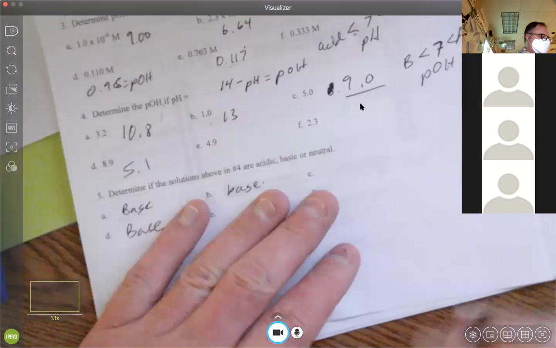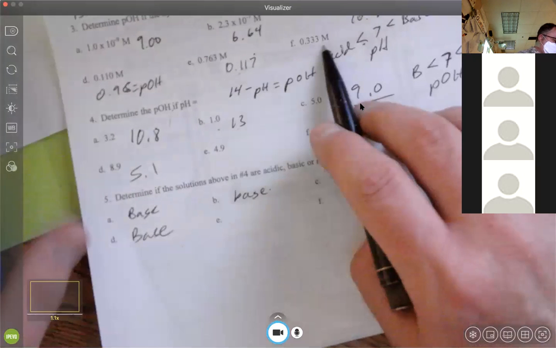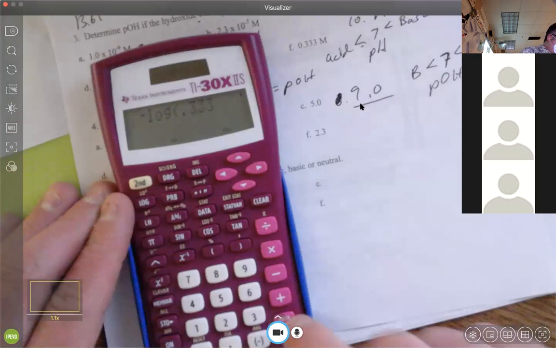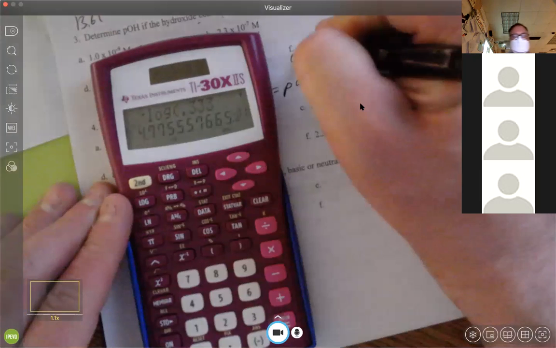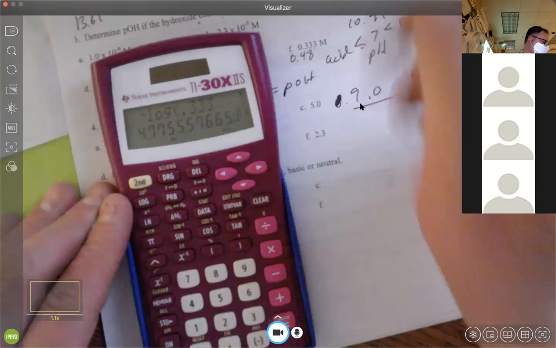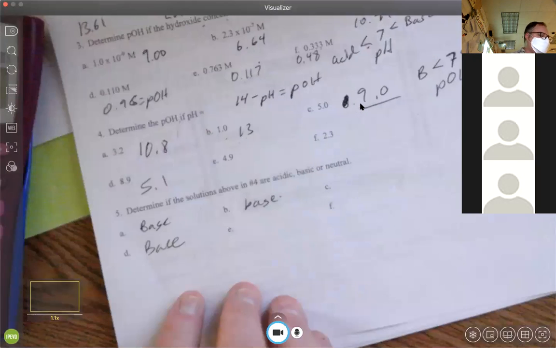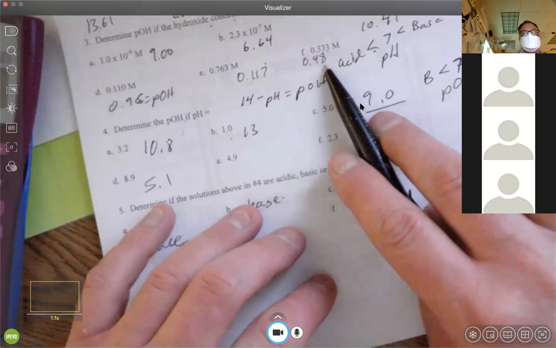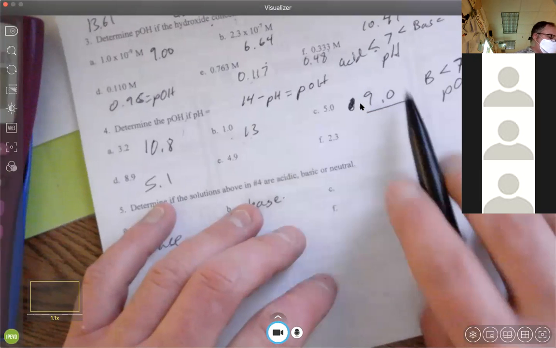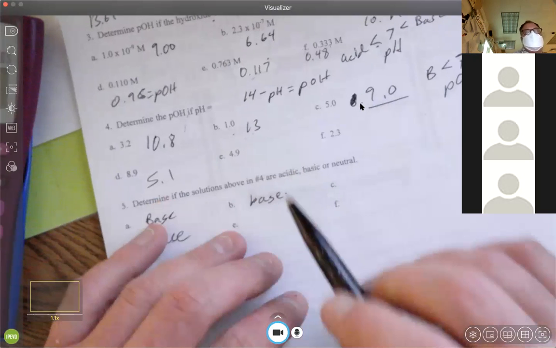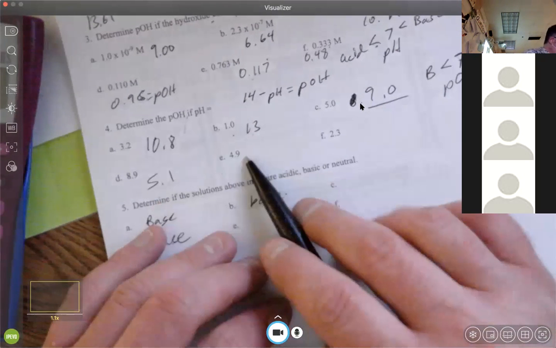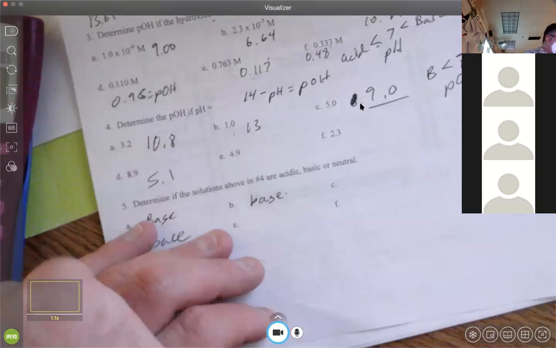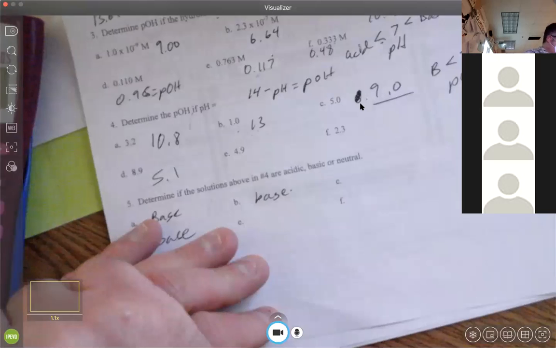So 0.333. So we take the negative log of 0.333. And we get 0.47, or actually 0.48. Acid or base? pOH is 0.48. pOH is less than 7, it's a base. Yep. Determine the pOH if the pH is 4.9. If the pH is 4.9, is it an acid or a base? Acid. So what is the pOH going to be then? Greater than 7. So it's going to be 9.1.